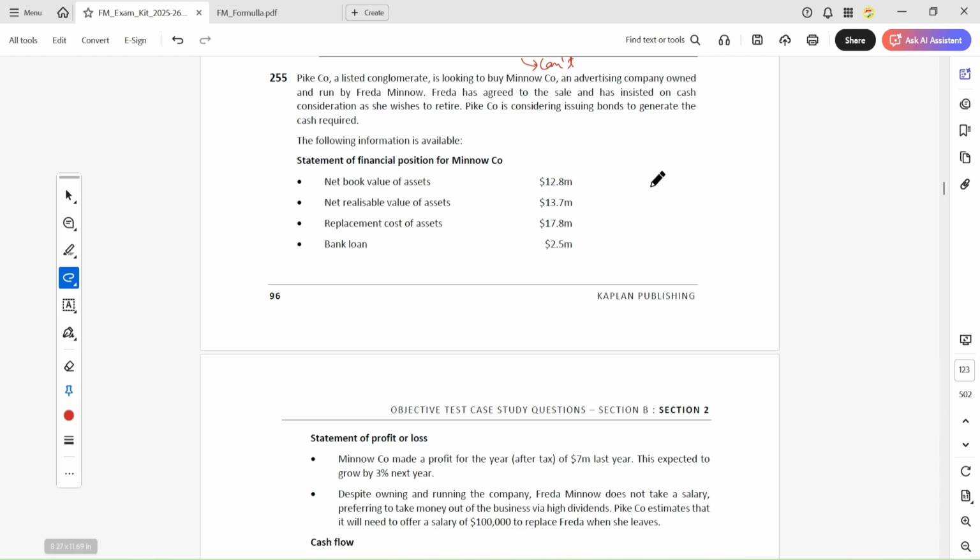Okay, so next question is Pike Company. Pike Company is a listed company and it's a conglomerate and is looking to buy. This Pike Company wants to buy the Minnow Company. This company is an advertising company owned and run by the owner of Minnow Company.